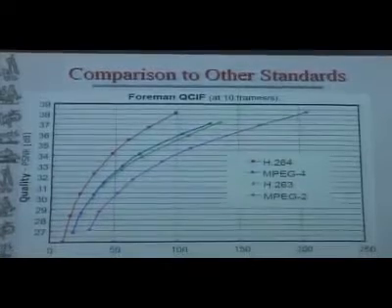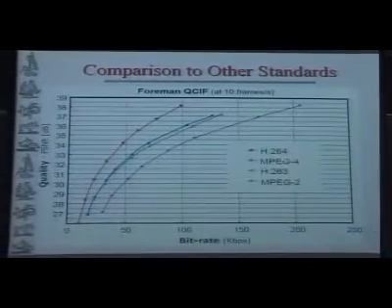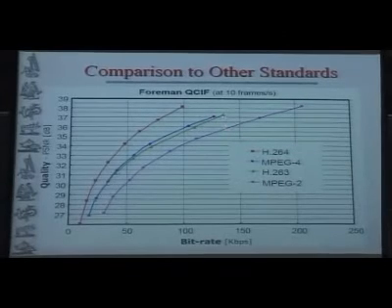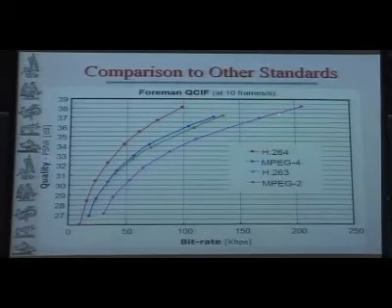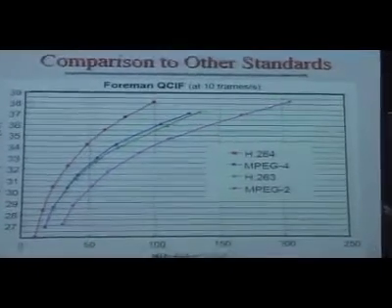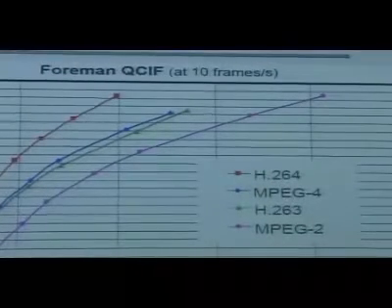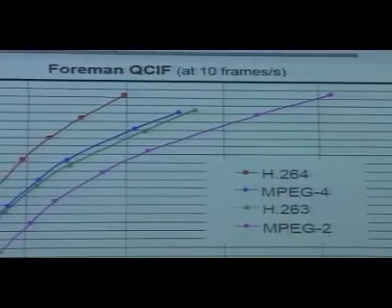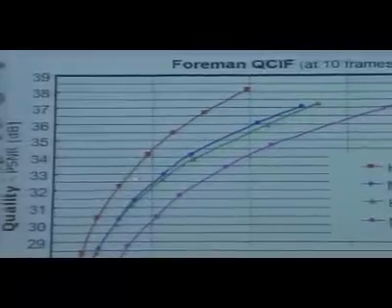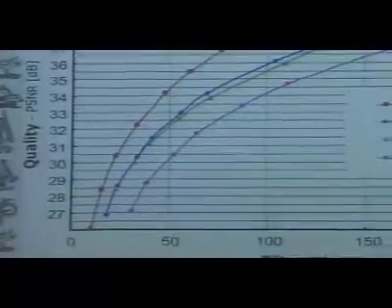What about other standards? Okay, so this is H.264, this is MPEG-4, this is H.263, this is MPEG-2. And as you can see, MPEG-4 is roughly H.263. They have so many things in common. Okay, so that's why they are so close together. And then MPEG-2 is what you see on your DVDs.